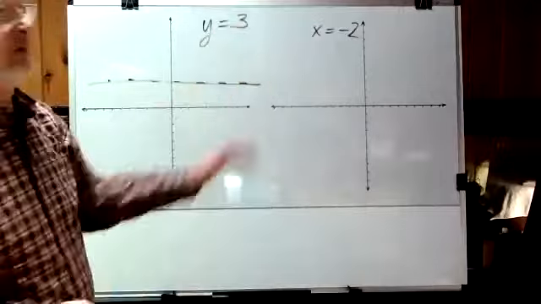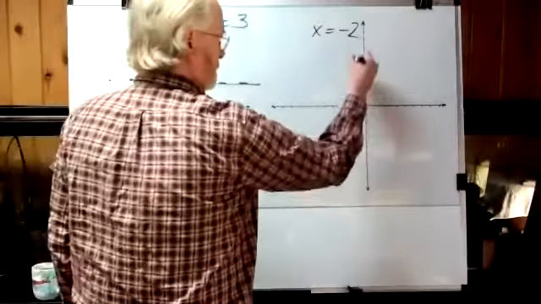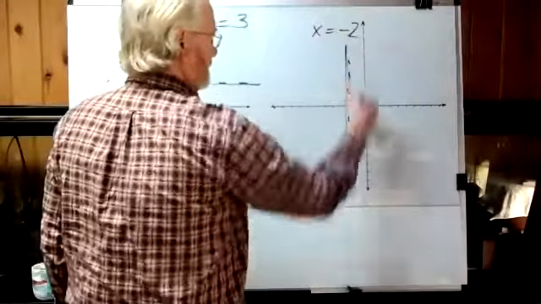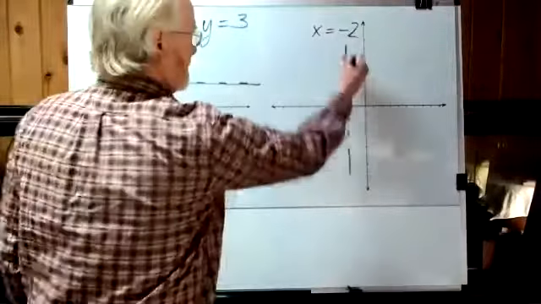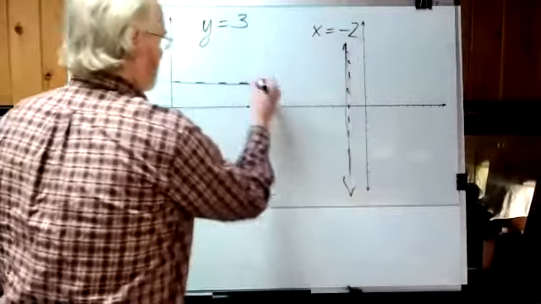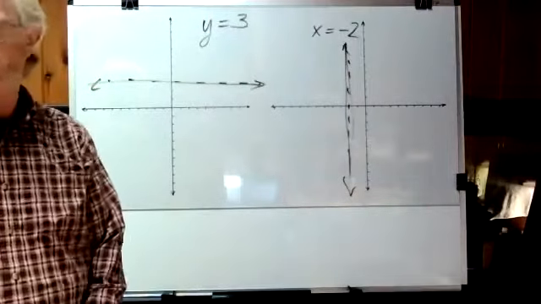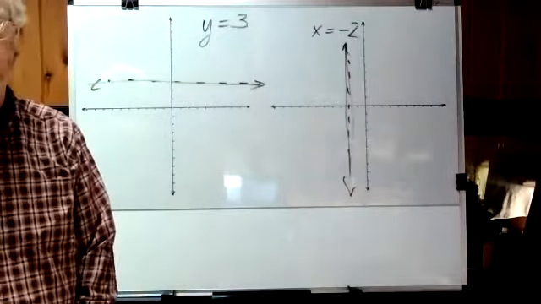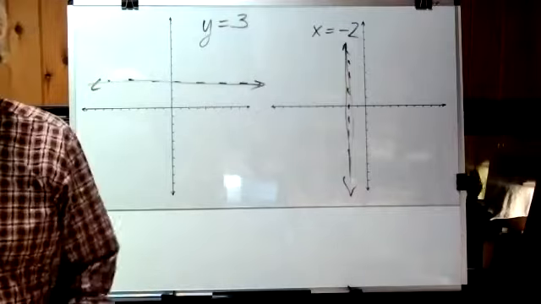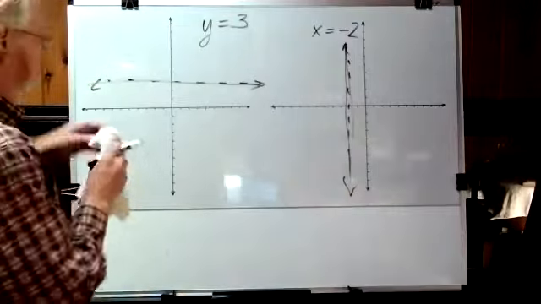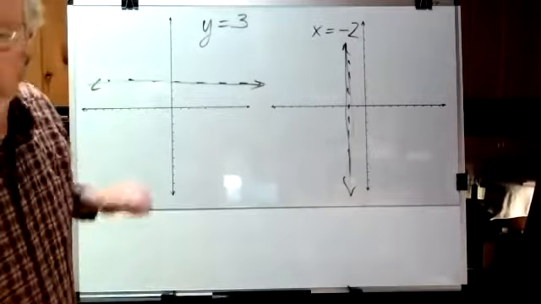X is always -2. Means y could be anything, but x is always -2. That got a little messy, sorry, but there's your lines. Are there any issues there? Horizontal, vertical. Sounds good. Nobody's waiting to get in. Good.